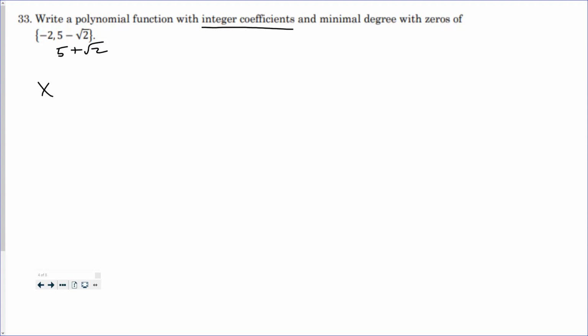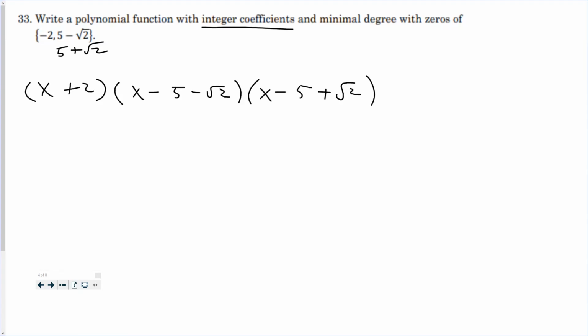So that means when I put these into my factored form, I get x plus 2 times x minus 5 minus root 2 and x minus 5 plus root 2. If you want to write out your factored form properly, this is what you get. But you can multiply those 2 parts together a lot easier by just setting x equal to your conjugate pair. Instead of multiplying out these 2 trinomials, I can set x equal to my conjugate pair, and then I want to isolate that plus or minus. So subtract the 5 over.